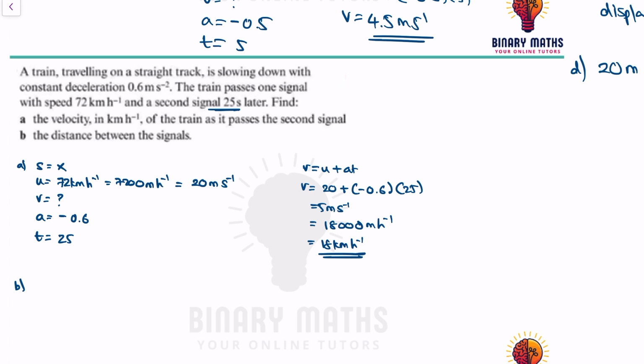B, the distance between the two signals. So we've got S, U, V, A, and T. Distance means we're trying to work out S. We want the distance in meters, because the time is in seconds, so we use the meters per second values. So initial speed is 20, final velocity is 5. Acceleration we don't care about. Time is 25. So S is equal to half of U plus V times T, which is half of 20 plus 5 times 25, which is equal to 312.5 meters.